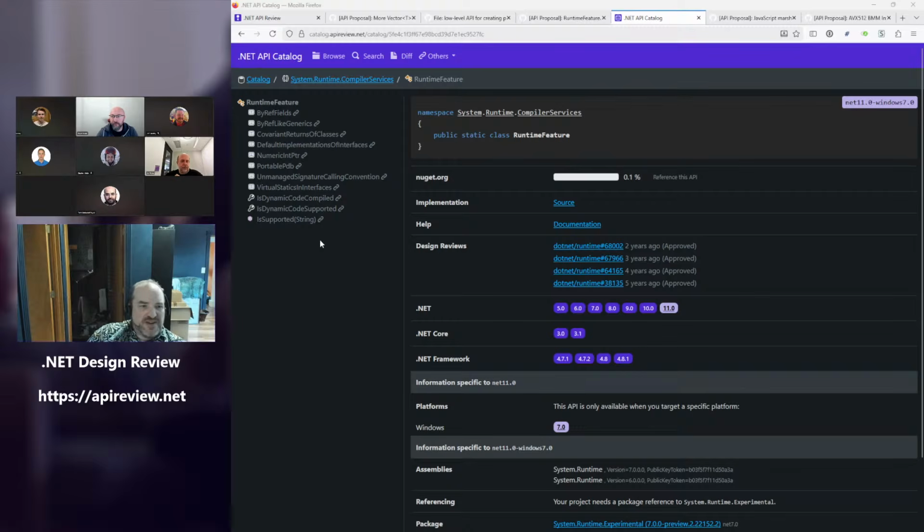So most of the things that are on runtime features are just like the presence of this field tells the compiler it's there. The is dynamic code supported and compiled seem to be the only things we put on this class that are checked at runtime. And then we have the is supported arbitrary string. So yeah, is multi-threading supported?